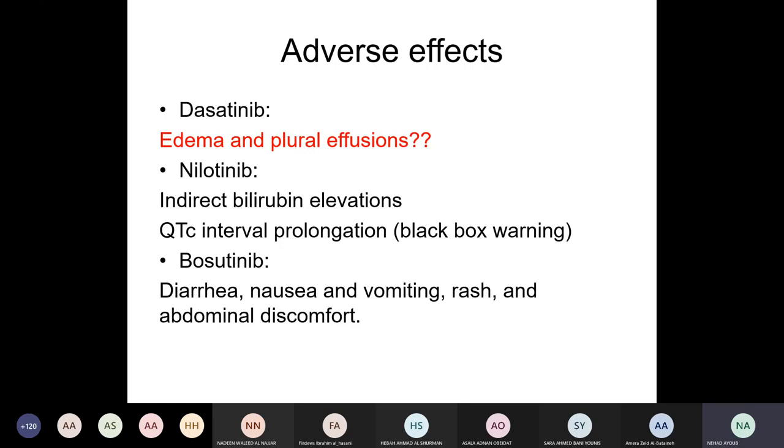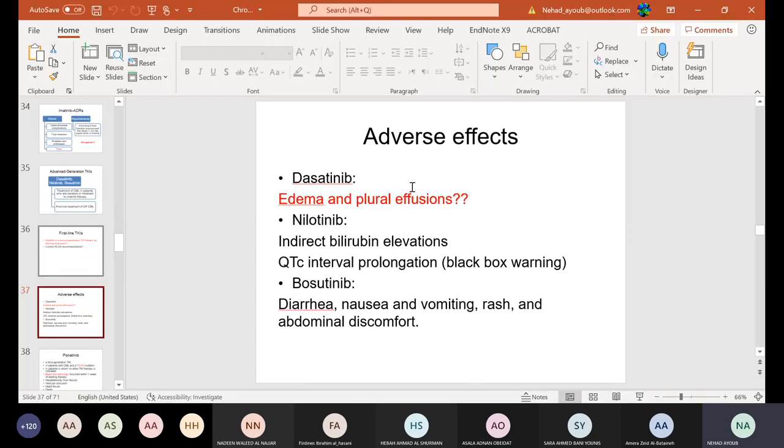If QT interval prolongation occurs, what can happen? What can happen if the drug increases the QT interval on ECG? If we are following a patient on nilotinib and we find QT interval prolongation, what does that mean? Anyone know? Yes? It's a guess. I think it causes arrhythmia or a cardiac event. What kind of arrhythmia? Why is this very serious and a black box warning?